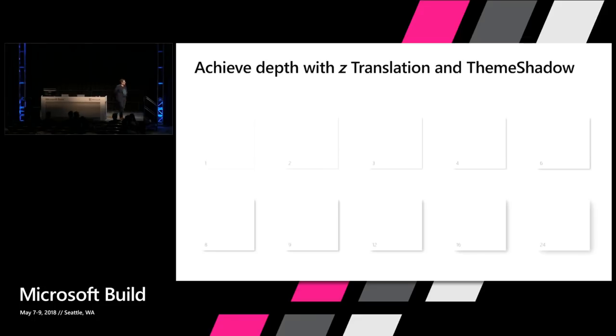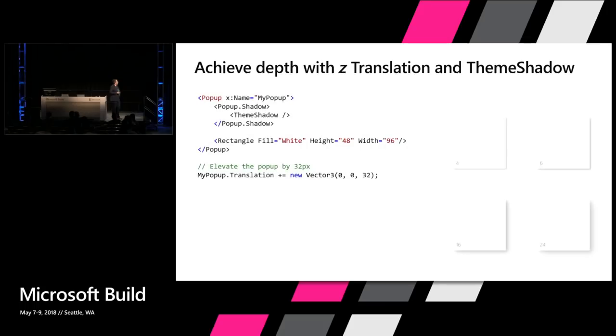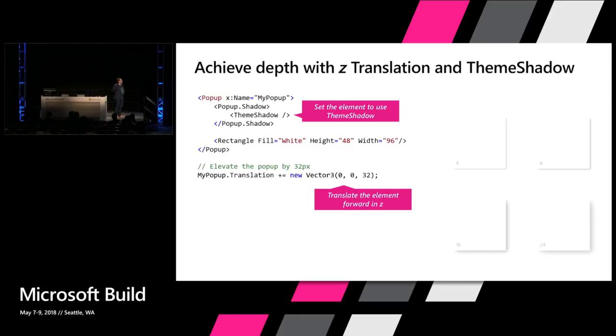Wow, this projector is having fun. But as you can see from the slide, as you move things closer in Z, they get a bigger and bigger shadow. That's how things work with Z depth. And taking advantage of that in XAML is pretty easy. You just set a theme shadow as the shadow on your UI element. There you go. And you just change the translation of it in Z, and then you'll get that shadow.